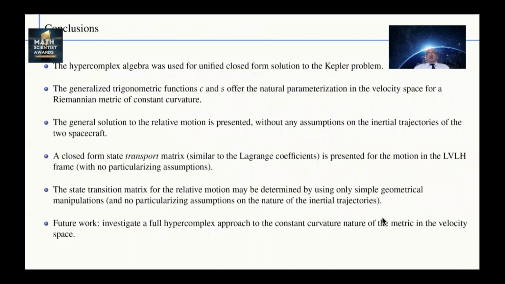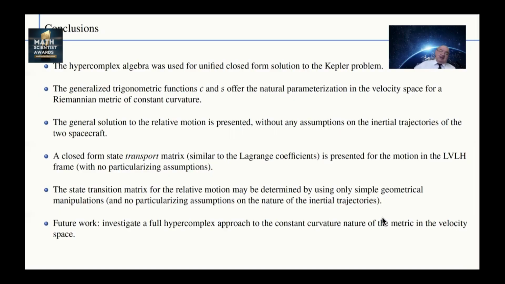In conclusion, the hypercomplex algebra was used for an infinite closed form solution to the Kepler problem. The generalized trigonometric function cosine and sine offer a natural parametrization of the velocity space for a Riemannian metric in constant curvature. The general solution of relative motion is presented without any assumption of the inertial trajectory of the two spacecraft, chief and deputy spacecraft.